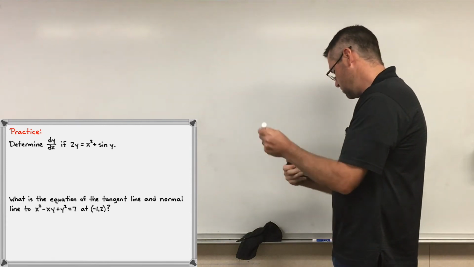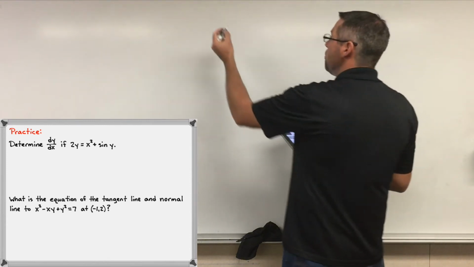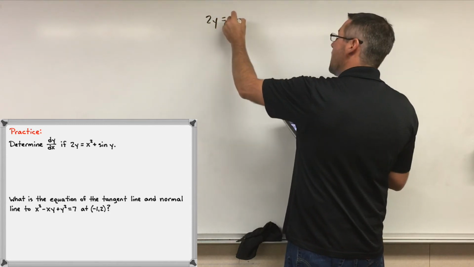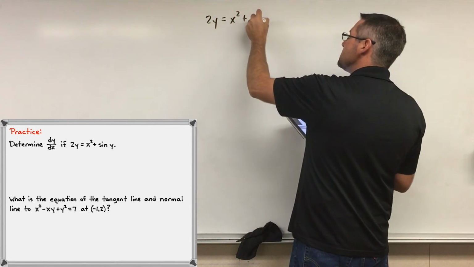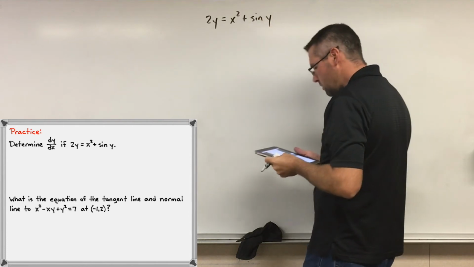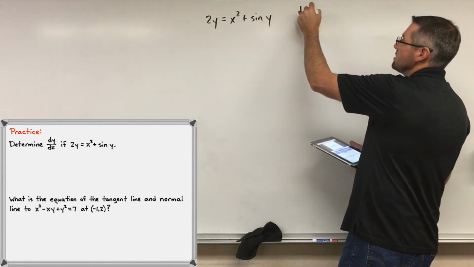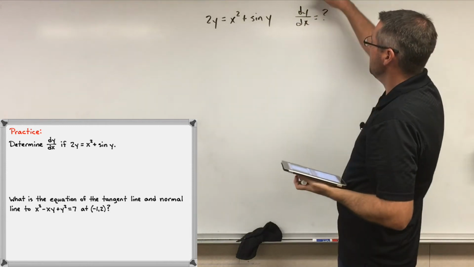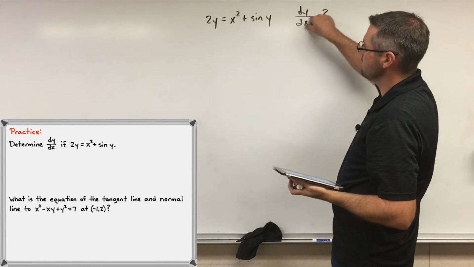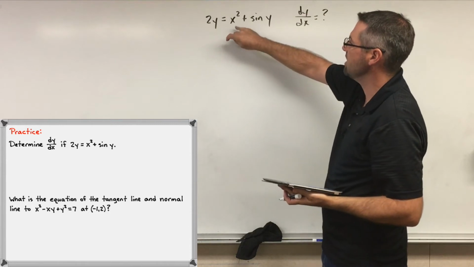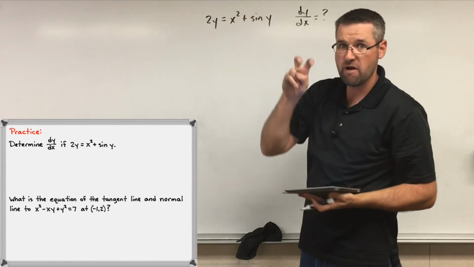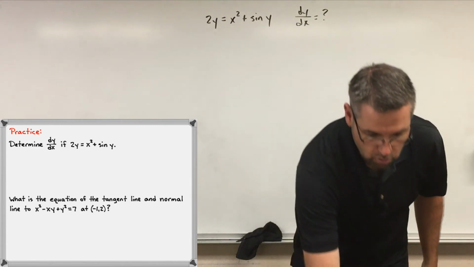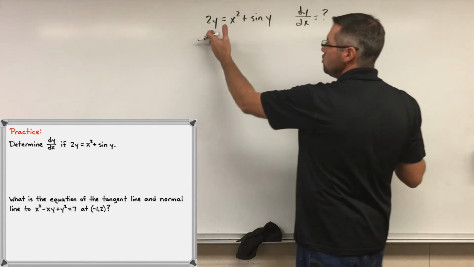All right, for the first problem here, we've got 2y equals x squared plus sine of y, and we're looking for dy dx. So again, we're looking for the derivative of y in respect to x. So that means y is an output, x is an input. So treat y as a function and treat x as the variable. Okay, so what is the derivative of 2y?